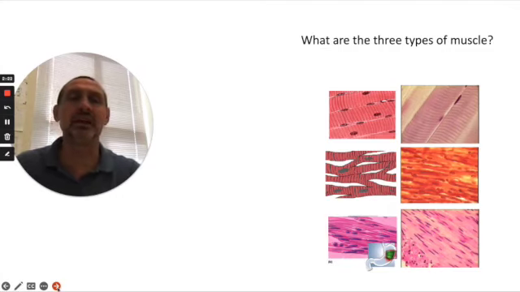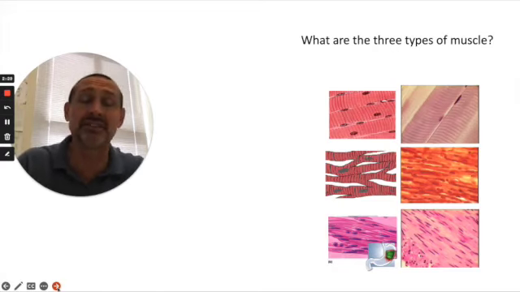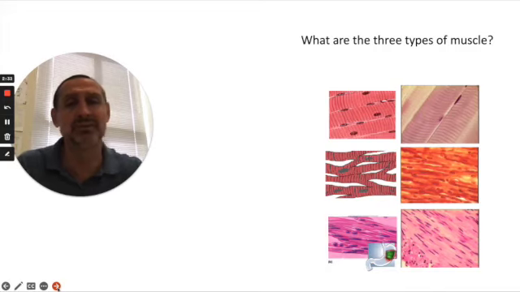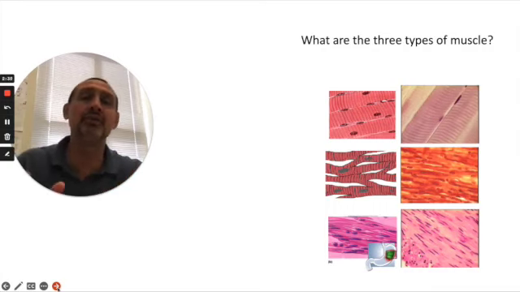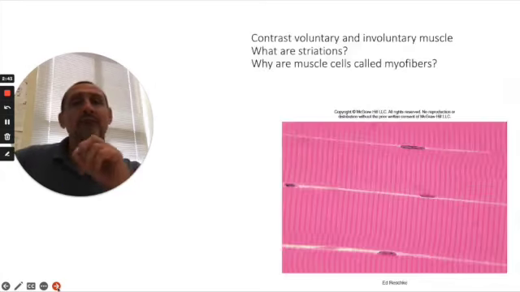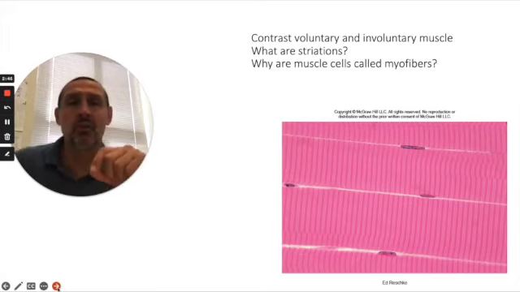Cardiac muscle is involuntary, that is, you can't control it. Whereas skeletal muscle is voluntary, you can control it, but you can't control a smooth muscle either. So these distinct types of muscle have different properties and they do different things around your body. Voluntary muscle is muscle you control.